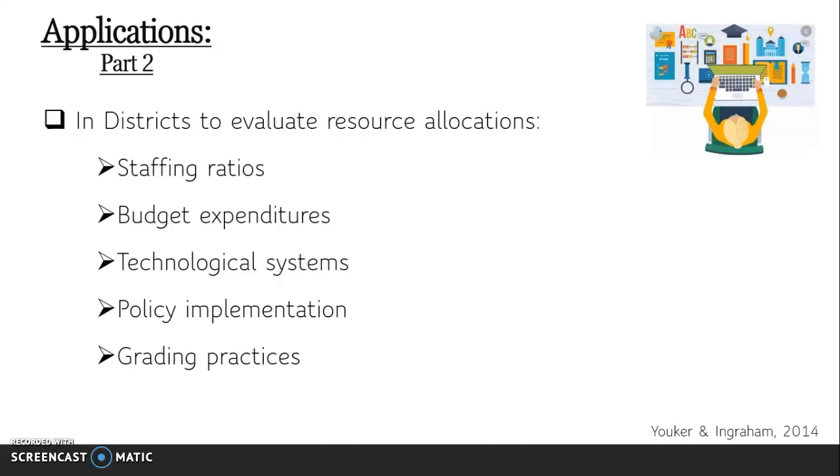In districts or countries, to evaluate resource allocations, such as staffing ratios at primary, secondary, and high schools, as well as district office, budget expenditures, technological systems, and access to information. It can also be used to evaluate policy implementation, such as grading practices, attendance rules, special programs and services. And finally, it can also be used to evaluate curriculum, such as required knowledge and skills.